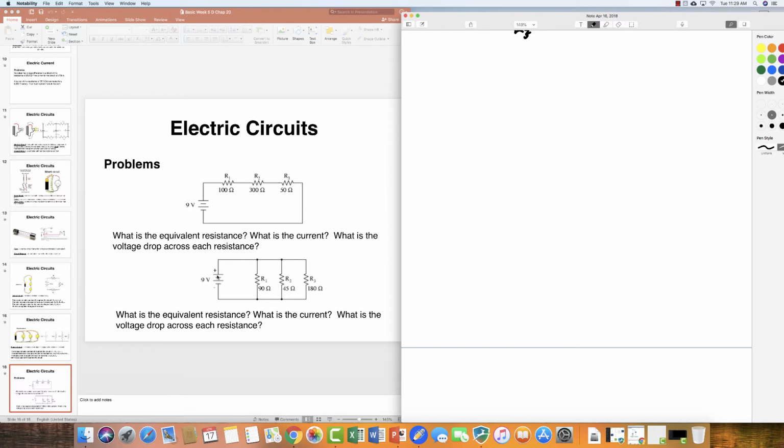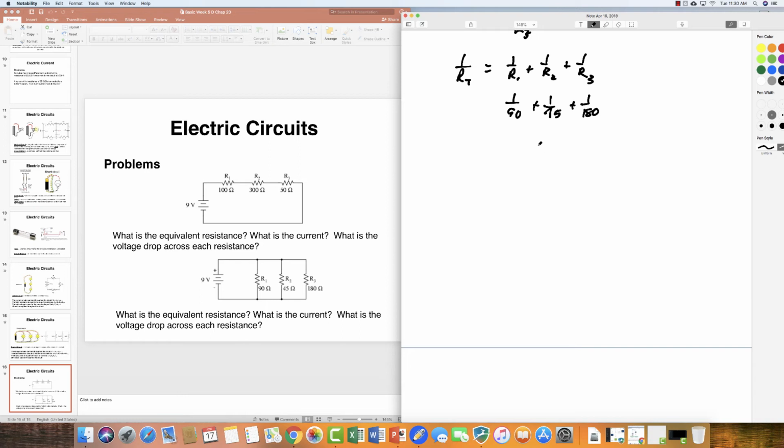You have the same 9 volts. Now you have 3 resistances in parallel. And it says, what is the equivalent resistance? Well, remember that 1 over the equivalent resistance is equal to 1 over R1 plus 1 over R2 plus 1 over R3, which is going to be 1 over 90 plus 1 over 45 plus 1 over 180. And there's a couple ways you can do this.